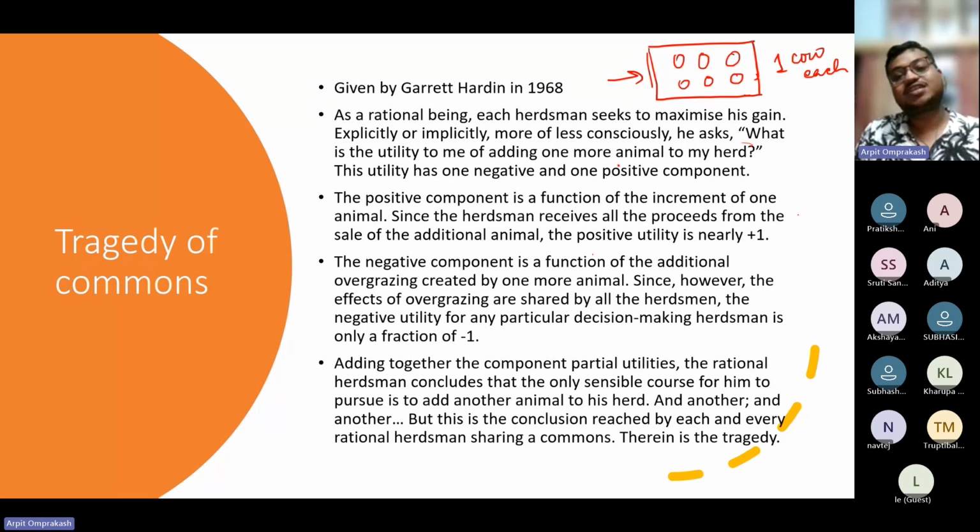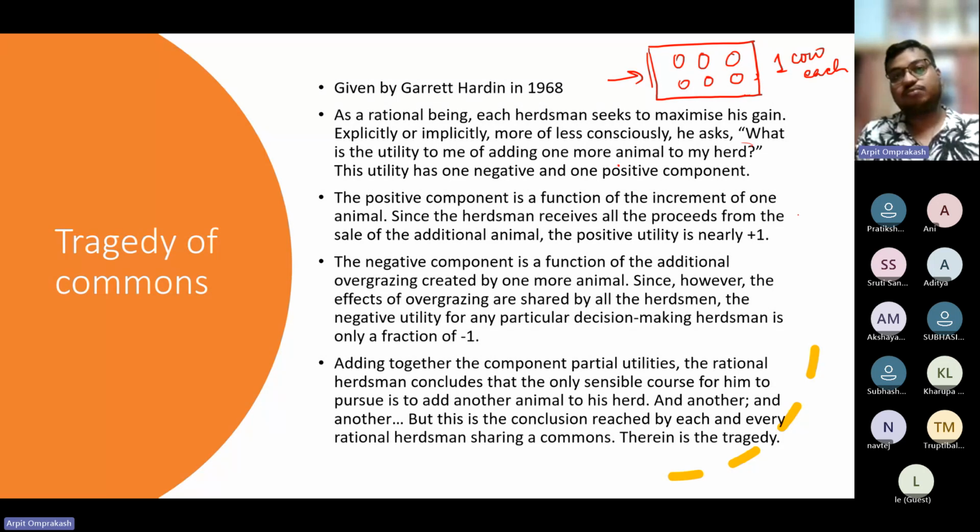So basically, since I'm getting more benefit and I have to give less cost, because the cost is shared, but the benefit is not. The benefit is all mine, but the cost is shared between all the herdsmen. So the herdsman concludes that the only sensible course is to add another animal. I'll be in profit if I add one more cow to my herd, right? And another, and another, and another.